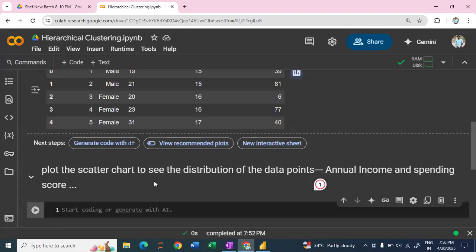Okay. So here I am taking a very short break. Now you have to do one thing, guys. Just solve this question. Plot the scatter chart for annual income and spending score. Okay, just share this link, please, for this program.